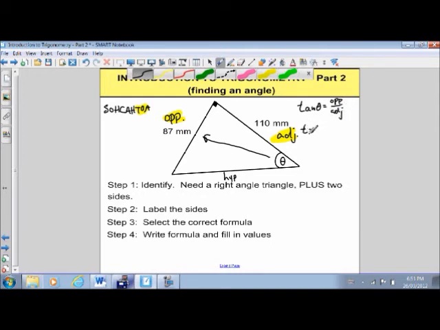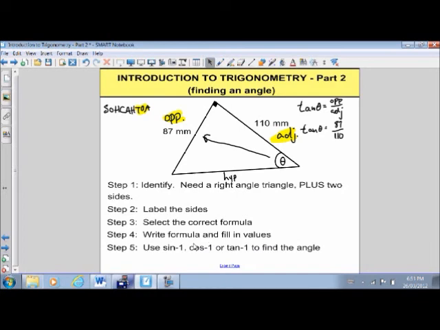Again, theta represents the angle, which is what I'm trying to find out. I don't know that, but I do know my sides. 87 divided by 110. And then our last step, using our calculator, in this case, tangent -1. So if tan -1 of 87, that's a little sloppy, I'll do it again, of 87 divided by 110.